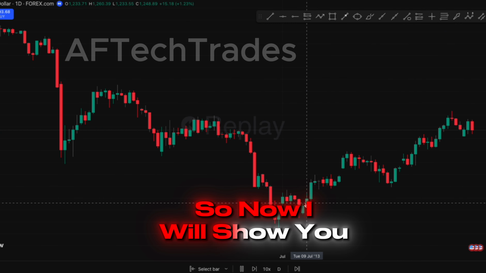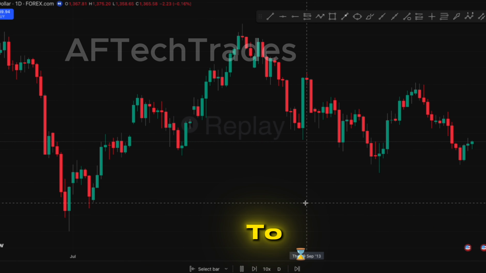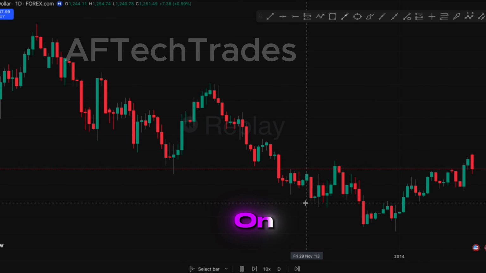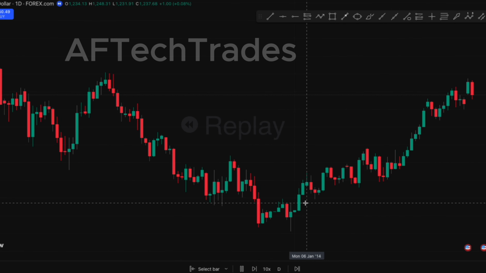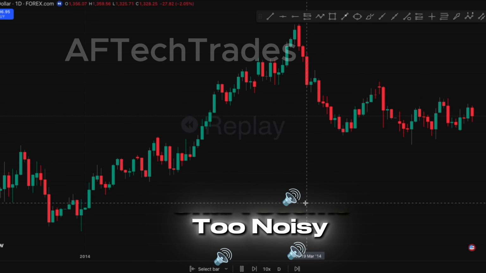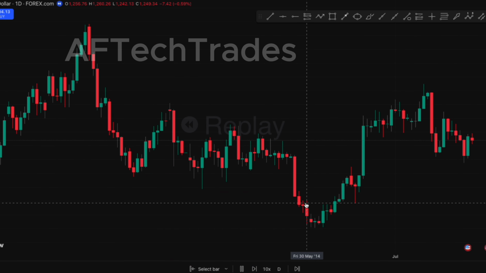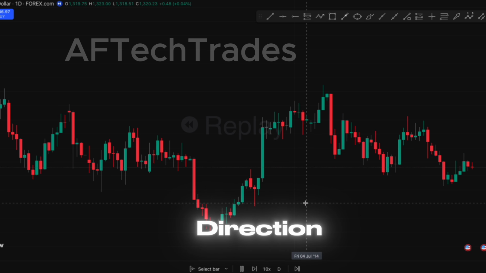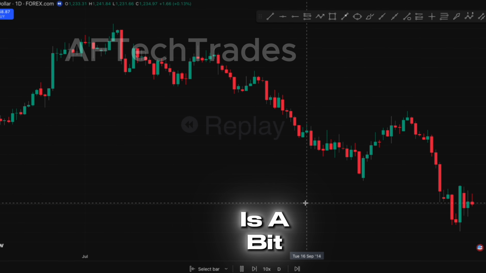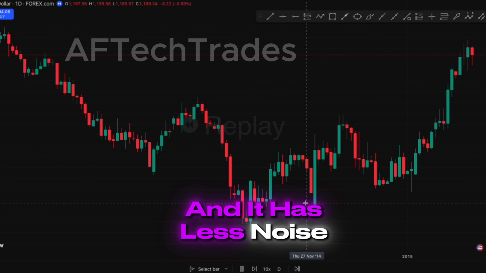So now I'll show you how I use the 5 minutes to know the trend before taking my trades on the 1 minute time frame. I use the 5 minutes for my trend confirmation because the 1 minute chart seems too noisy, but the 5 minute gives you the clear market direction. It gives you clean highs and lows. The structure is also stronger than the 1 minute, and it has less noise.